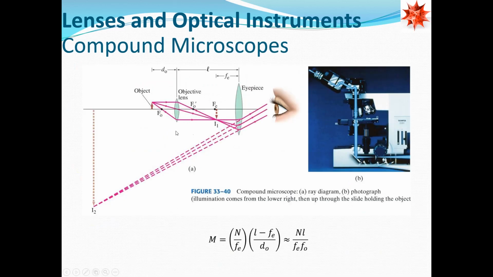Compound microscopes work the same way, basically taking a small object and making it bigger. We have a magnification that's very similar to what we worked on before. Again, it has things like the objective lens focal length and the eyepiece. Here you'll notice it's almost a little bit flipped. The objective lens focal length seems to be on the smaller end compared to the eyepiece. And then you also have, once again, N for the length that an eye could normally see, and L being the distance between them.